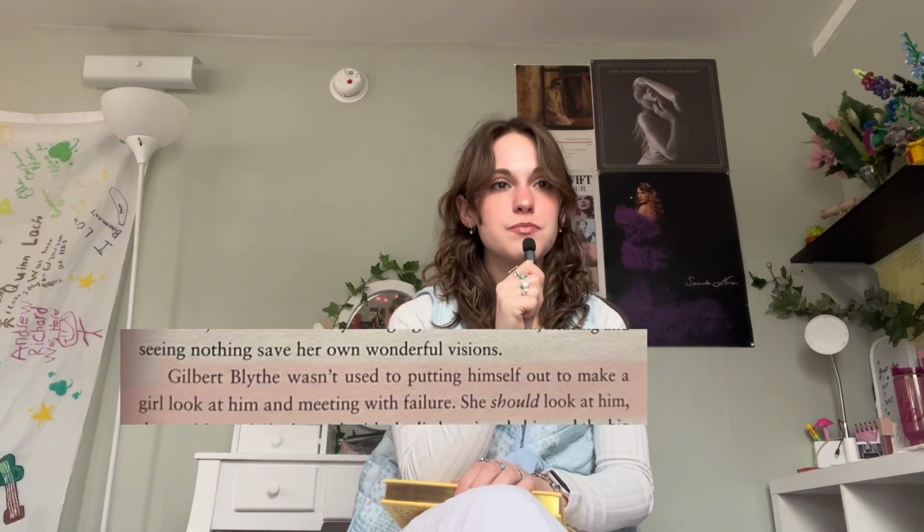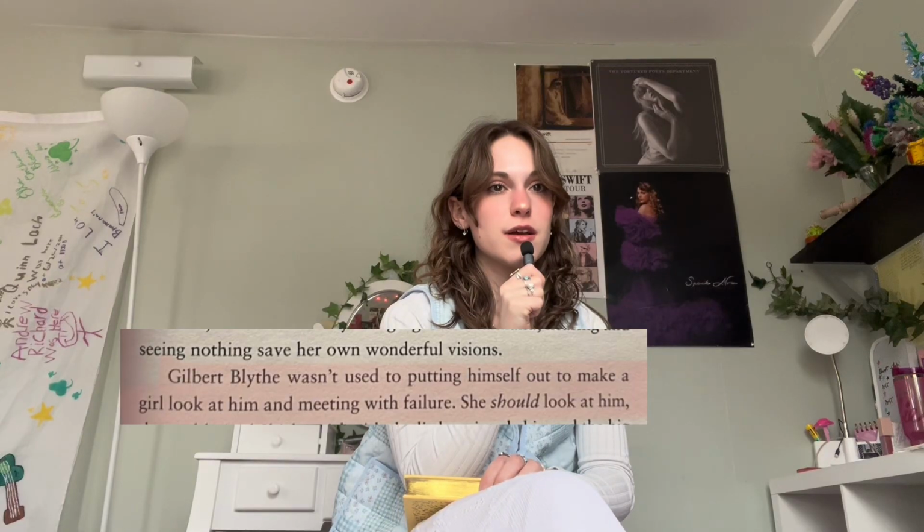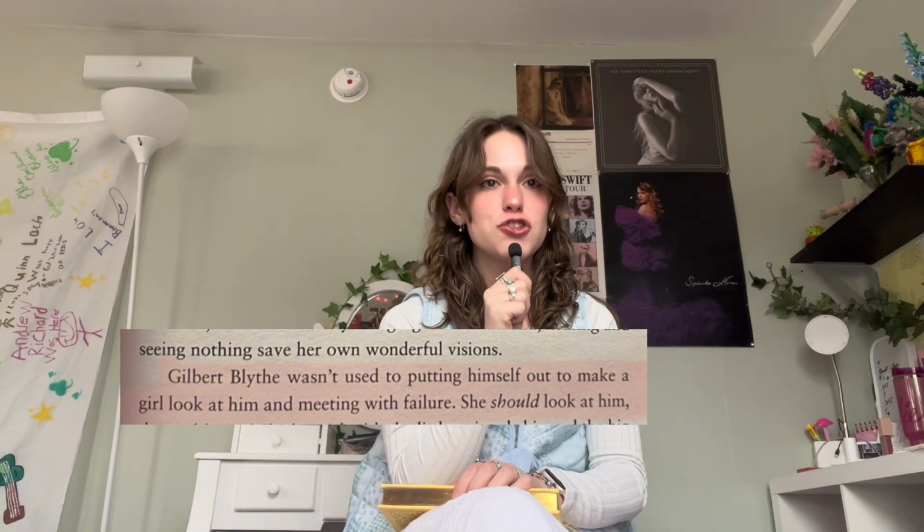Gilbert is also used to all the girls in their class being enamored with him, and when Anne isn't instantly obsessed with him, he gets upset. Gilbert Blythe wasn't used to putting himself out to make a girl look at him and meeting with failure. She should look at him.